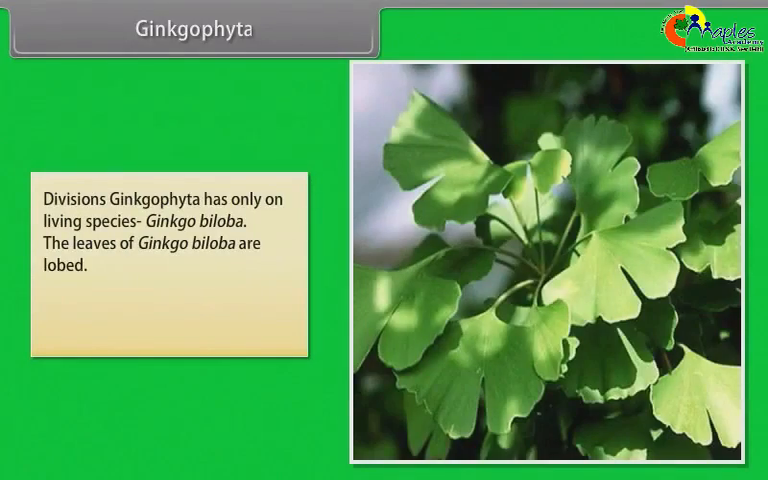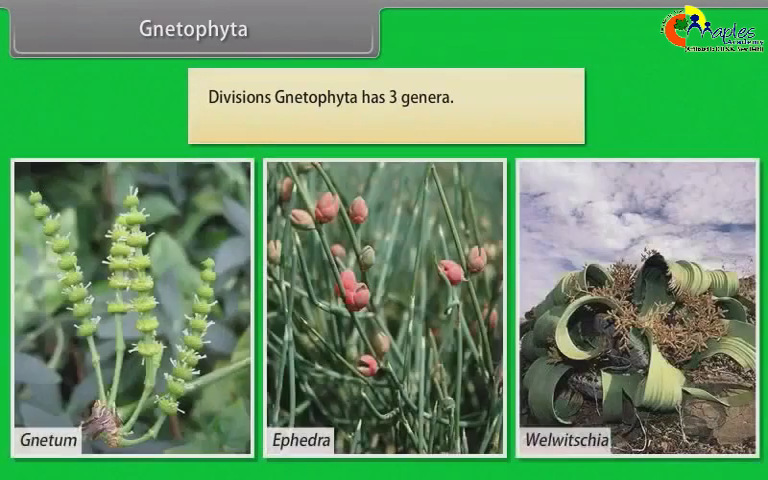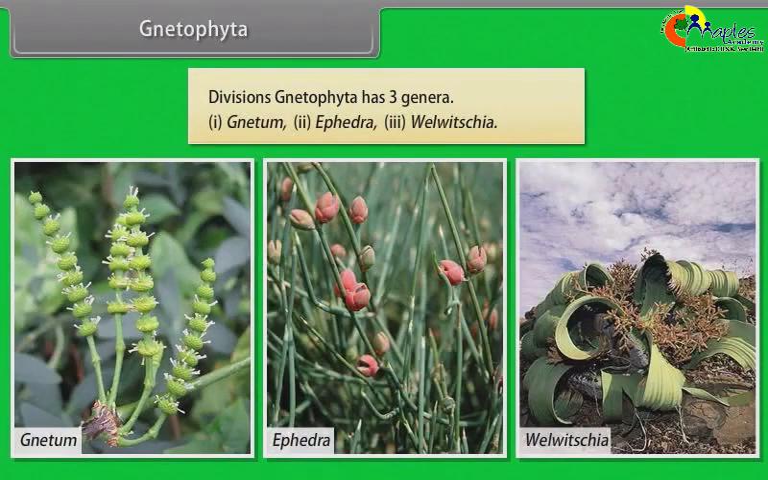Ginkgophyta. The division Ginkgophyta has only one living species, Ginkgo biloba. The leaves of Ginkgo biloba are lobed. Ginkgos have separate male and female trees. Gnetophyta. The division Gnetophyta has 3 genera: Gnetum, Ephedra, and Welwitschia.